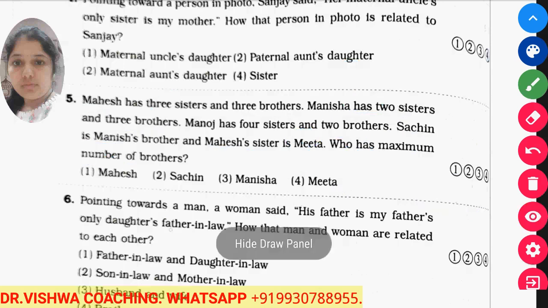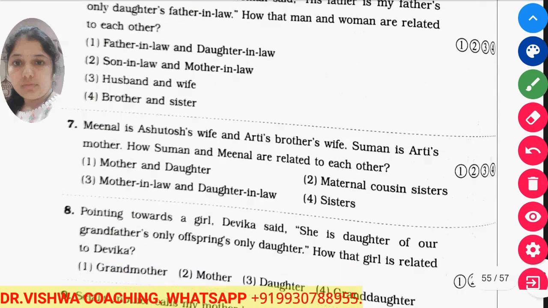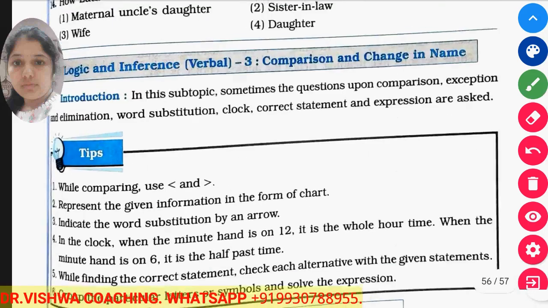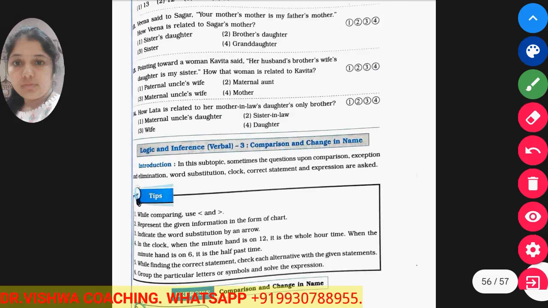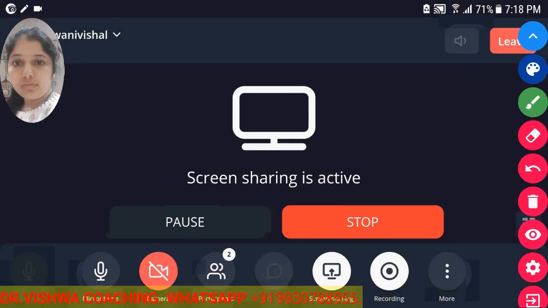Okay. So try the relation sums on your own so that your brain will be very active in solving them. Now comparison, changing in name, and figure counting we will take in the next class.